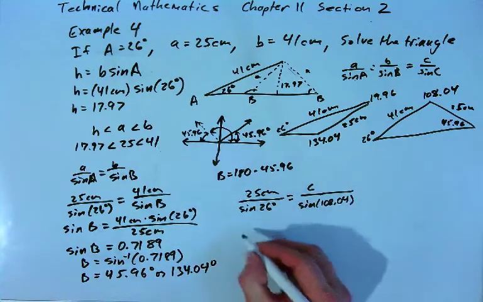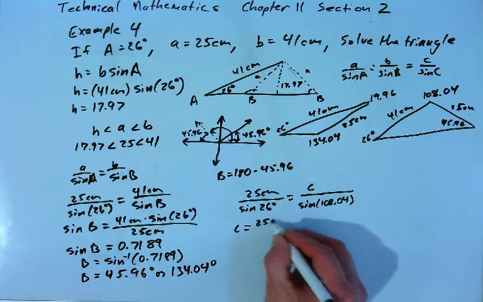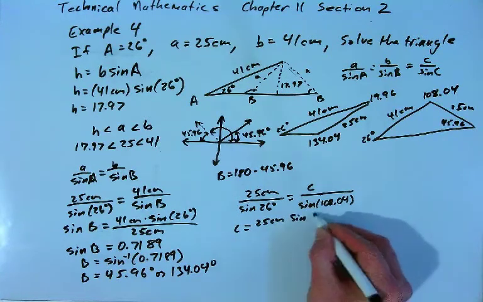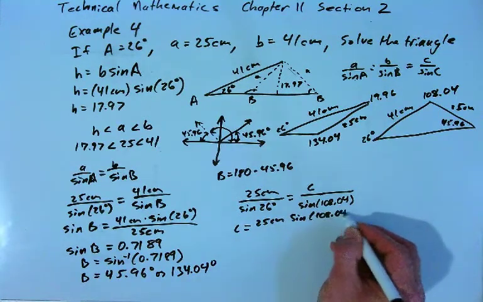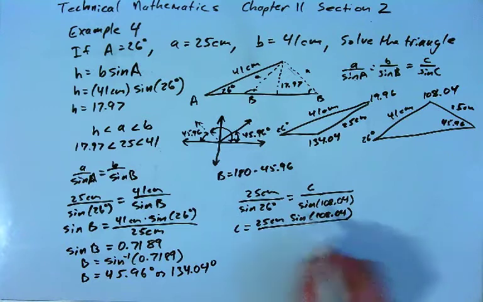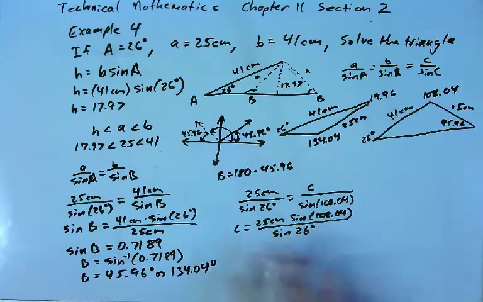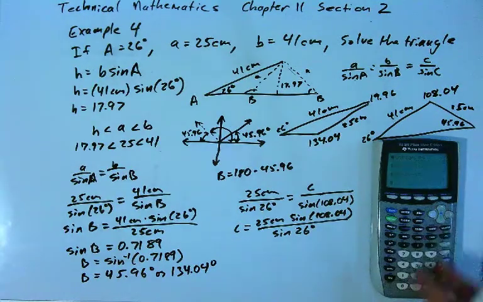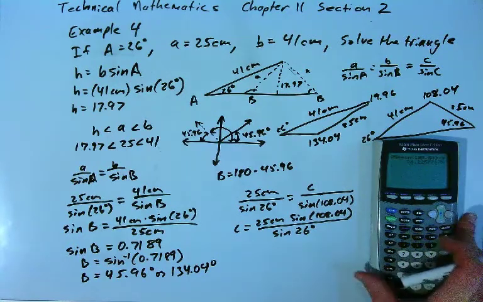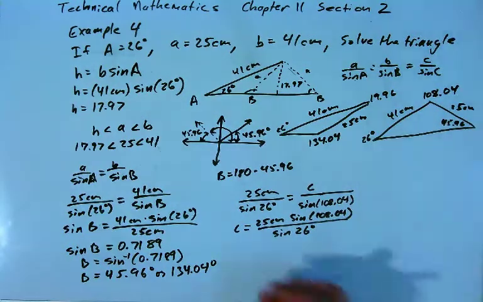Multiply both sides by sine of 108.04, and C will be equal to 25 centimeters times the sine of 108.04 divided by the sine of 26 degrees. So we'll type this into the calculator. We have 25 times the sine of 108.04, close parentheses, divided by the sine of 26, close parentheses. You get 54.23.